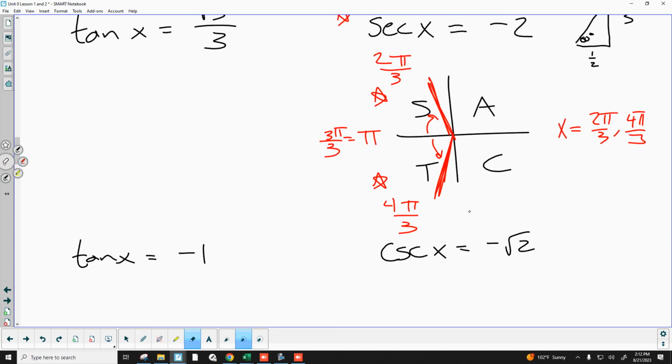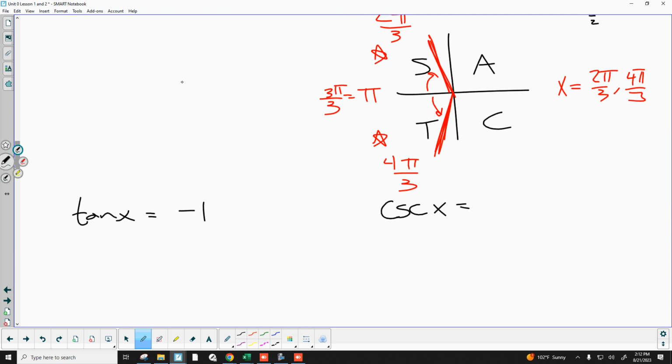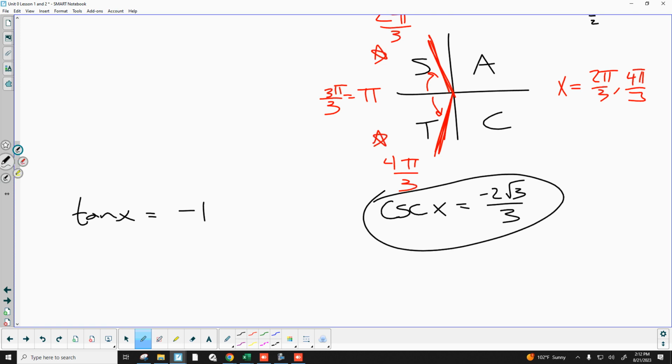I'm going to change this up, bottom right, and then we're going to do the tangent ones. I'm going to make this harder. Cosecant equals negative 2 root 3 over 3. Change that. They're my notes. I can do whatever I want to them. Okay? Change the question to that. Cosecant x equals negative 2 root 3 over 3.